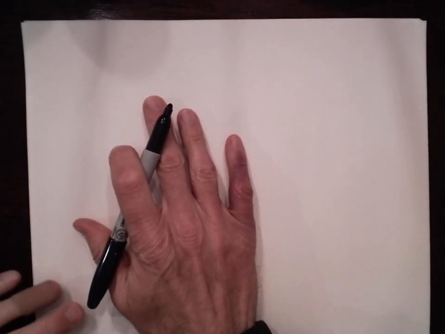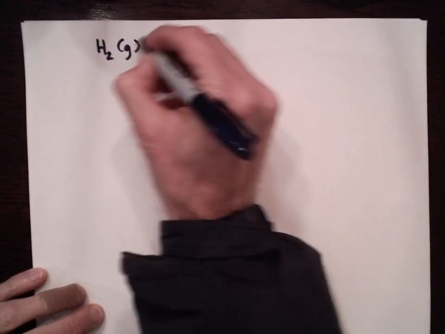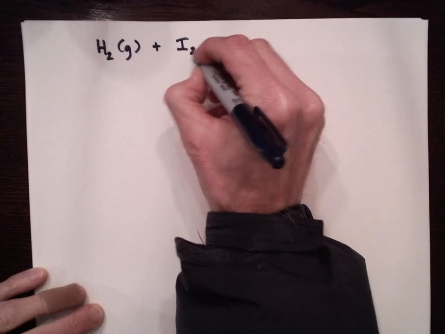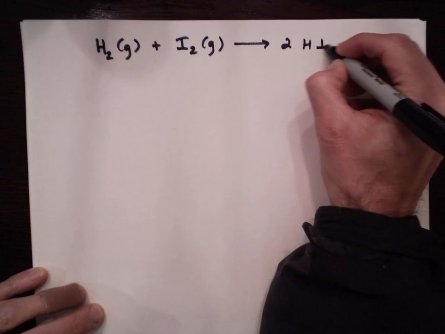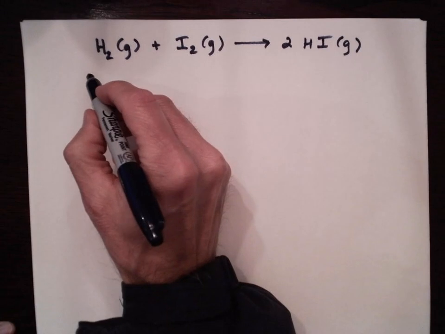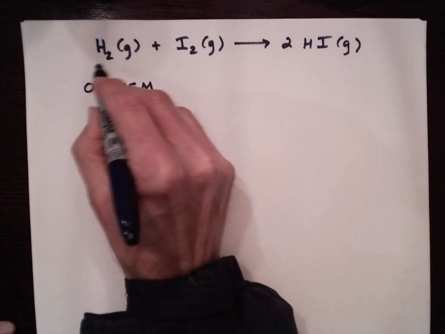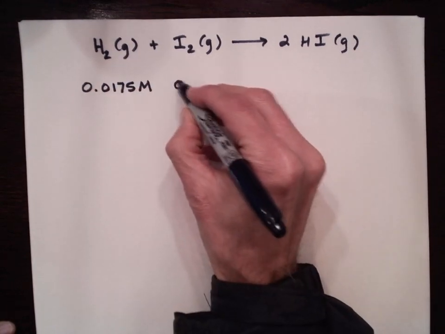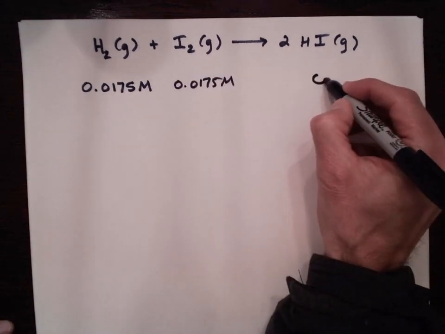All right, we're going to begin using the equilibrium constant expression to try to find things out about various chemical reactions. So let's say we're looking at this particular chemical reaction where hydrogen gas reacts with iodine gas to form 2 moles of hydrogen iodide in the gas phase. And let's suppose we start with 0.0175 molar of hydrogen gas and 0.0175 molar of iodine gas in a flask, and there's none of this present.